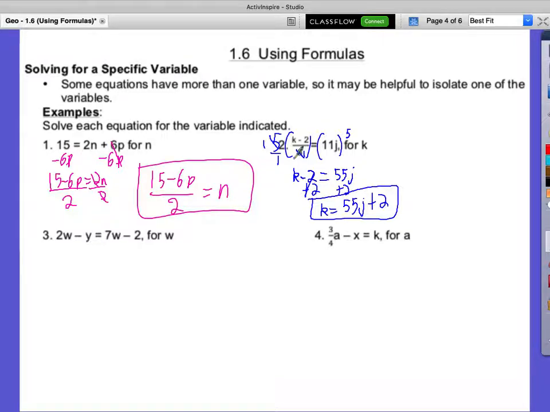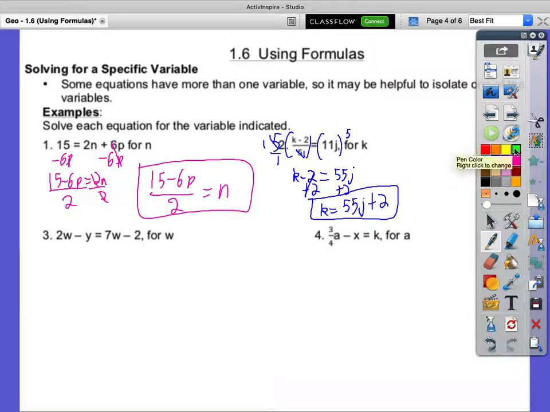Okay, hey, let's talk about this one up here. So if we solve for W, there's a couple ways we can go about it. Now we need to get all of our W's together, right? That's an important step we don't want to miss here, okay?